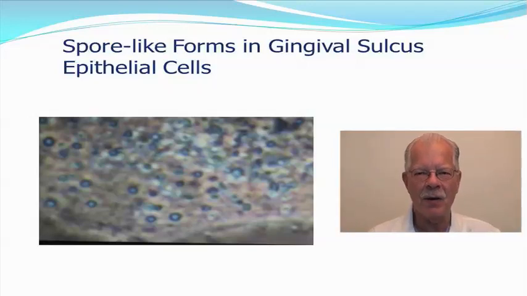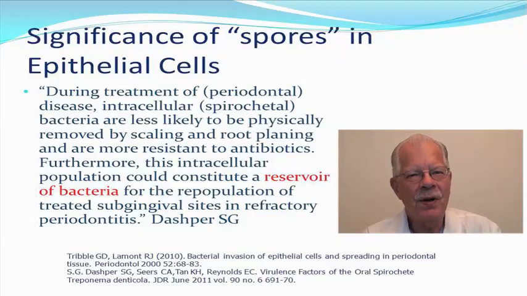these are actually spirochetal. "During treatment of periodontal disease, intracellular spirochetal bacteria are less likely to be physically removed by scaling and root planing and are more resistant to antibiotics. Furthermore, this intracellular population could constitute a reservoir of bacteria for the repopulation of treated gingival sulcus sites and refractory periodontitis." And that's a quote, and this article just recently came out in the last year.